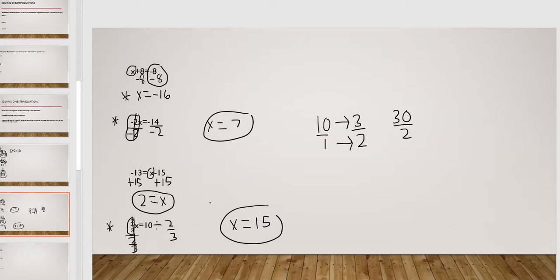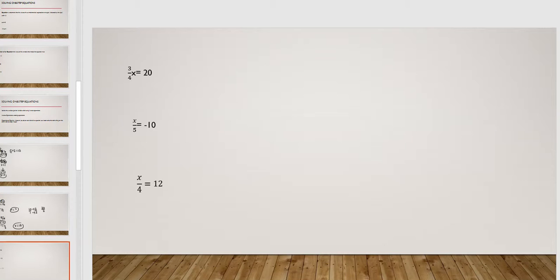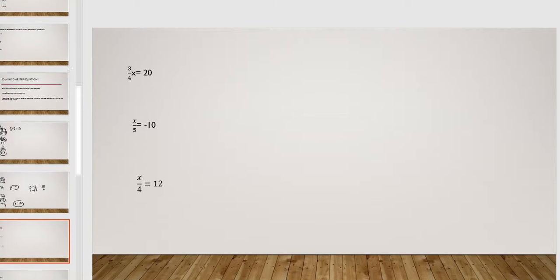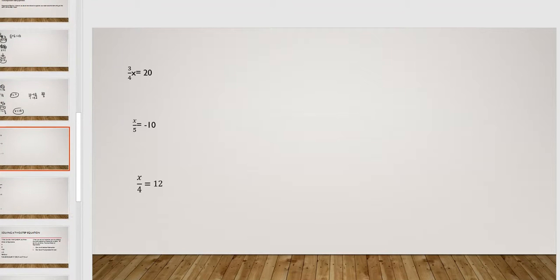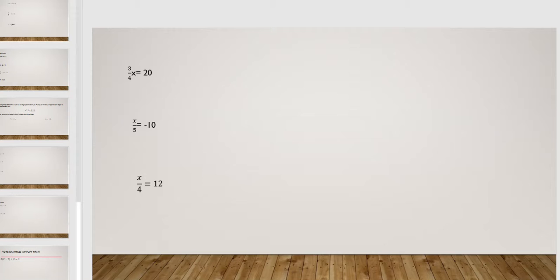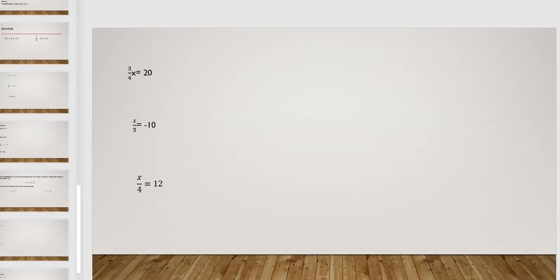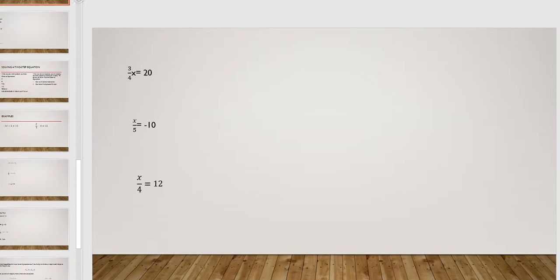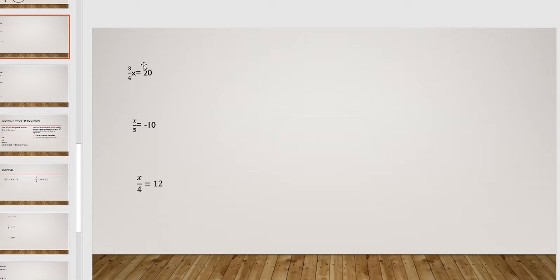Okay, and you should have your calculators out. I asked you to get your calculator out at the beginning of this lesson, so feel free to use your calculator. That would be the best thing to do to make sure that you get these correct. Okay, the next one, 3/4 times x equals 20.